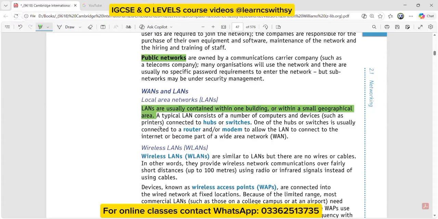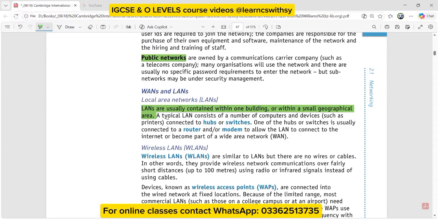What is it composed of? It consists of a number of computers and devices connected to each other through hubs or switches. And then if I want to connect this LAN to a WAN, then I need the services of a router or a modem.